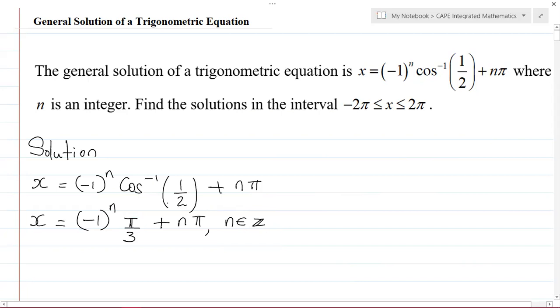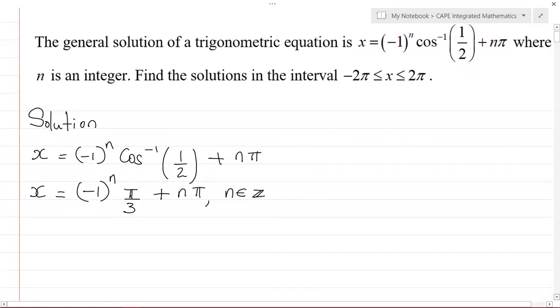Good. So what we need to know now is what values of n will give us a solution in the interval -2 pi to 2 pi radians inclusive. All right. So what we're going to do is just substitute values of n into the general solution here and ensure that whatever solution we get for x is within our interval.